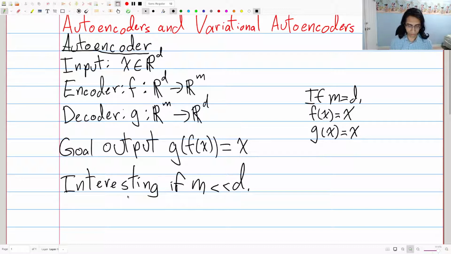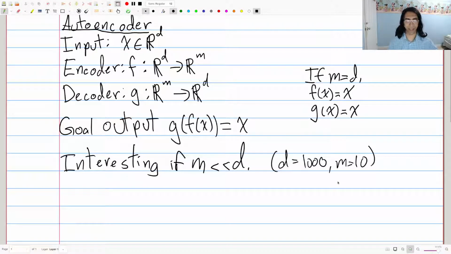Why is that? Well, just as an example, pretend d is equal to 1000, so it's a moderately high dimensional image, or input, let's say, not necessarily an image, but m equals 10. So the idea is we have some sort of bottleneck in the network, or in the function. So let me just try to give you an image of what this broadly looks like.